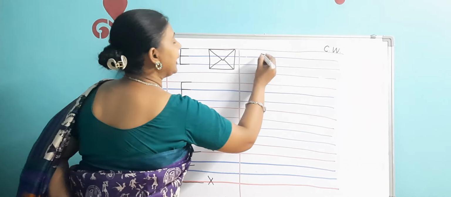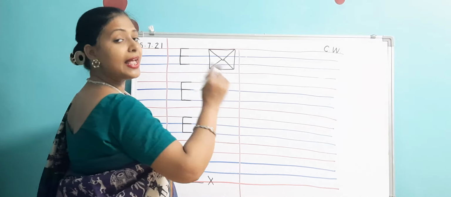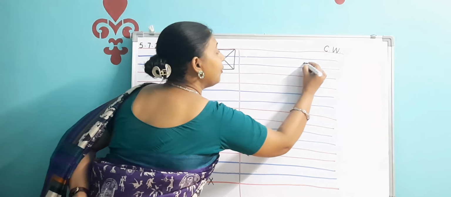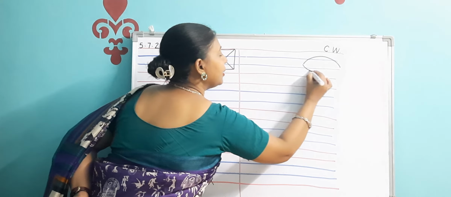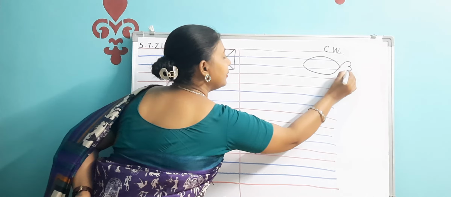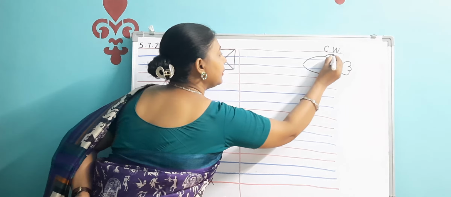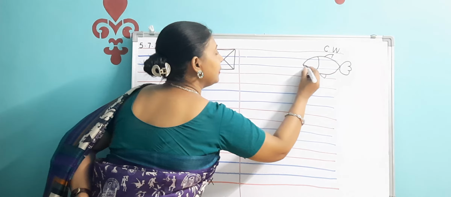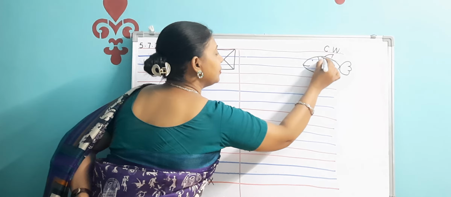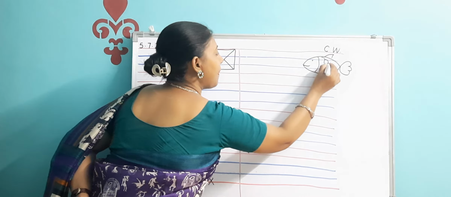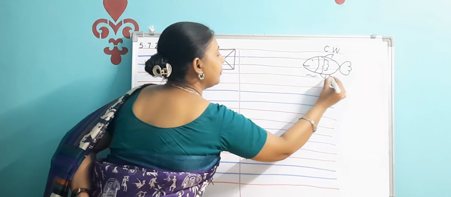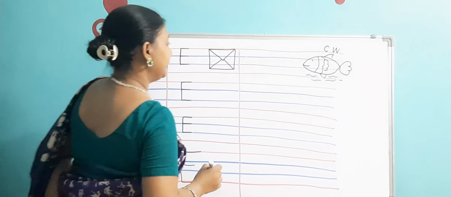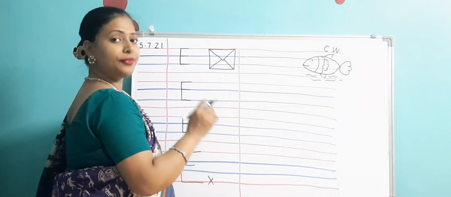Now come to the next alphabet. Now next alphabet is F, after E comes F. F for fish. I'll draw a fish over here. This is a fish. Okay. Let me draw some water. Yes. So now we are going to write F for fish.